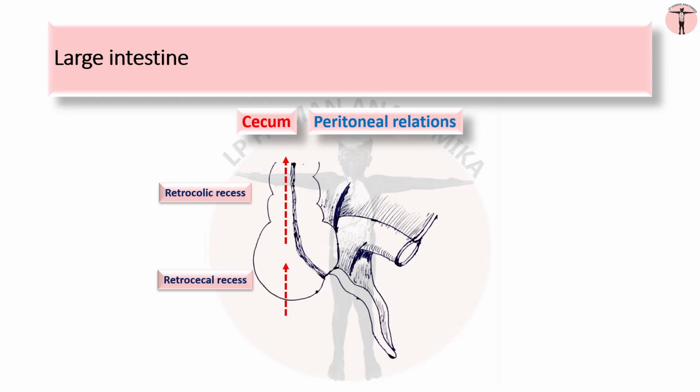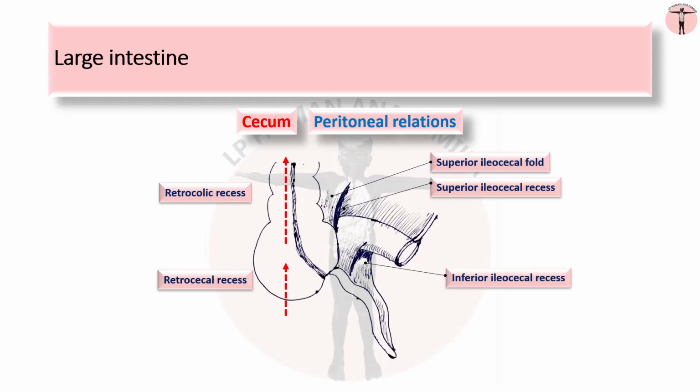The other recesses in the ileocecal region are the superior ileocecal recess underneath the superior ileocecal fold and the inferior ileocecal recess underneath the inferior ileocecal fold. The superior ileocecal fold lies between the ileum and the ascending colon. It is a fold of peritoneum from the posterior abdominal wall raised by the anterior cecal artery. Therefore, it is called the vascular fold of the cecum. It guards the superior ileocecal recess and opens downwards and to the left.